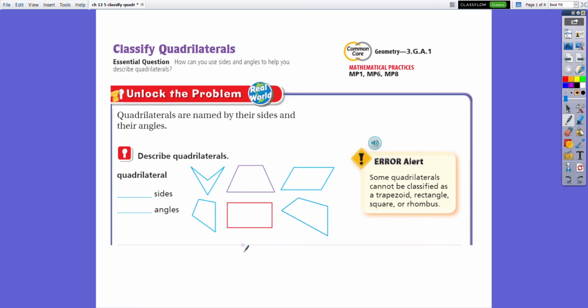Good morning, everyone. Today we will have a new math lesson. It's chapter 12, lesson 5, classify quadrilaterals. You can see this lesson in your math book, page 723. Okay, here in this lesson, we will keep talking about quadrilaterals.